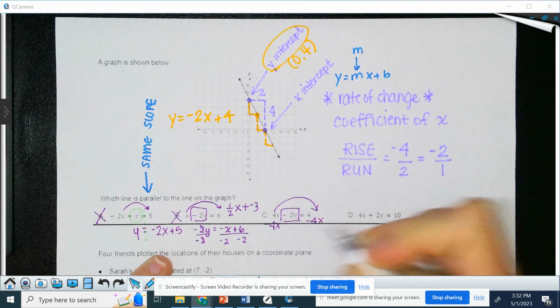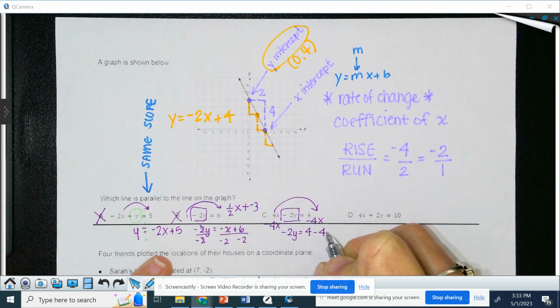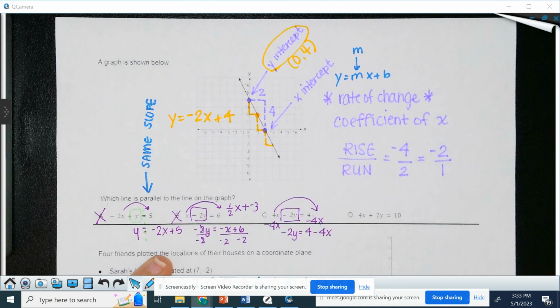Hopefully we're starting to see a pattern in this isolating y. I'm putting it in slope-intercept form. So 4 minus 4x. And we're not combining those because one has an x and one does not, right? We're shooting for y equals mx plus b, and we want to be able to find our slope and our y-intercept. Is y by itself in this one yet? Nope. Good. We're going to divide by negative 2 again.